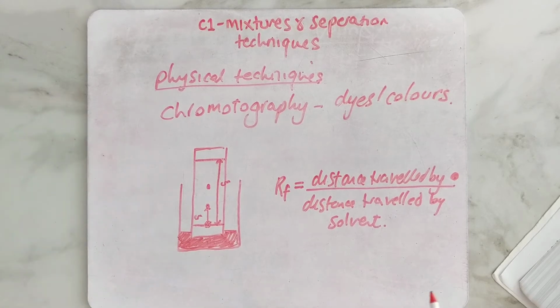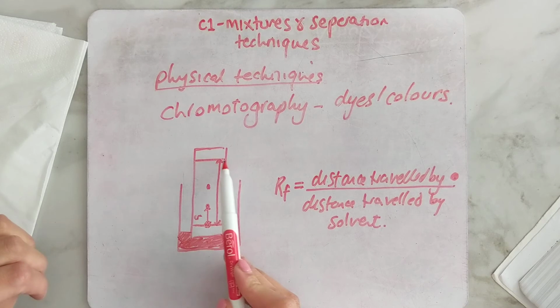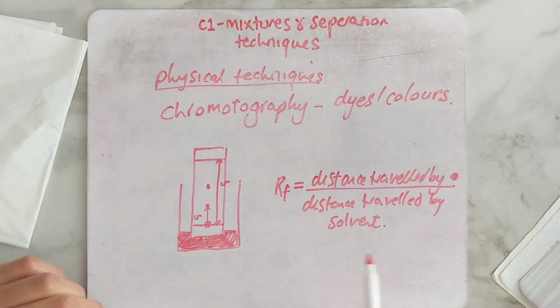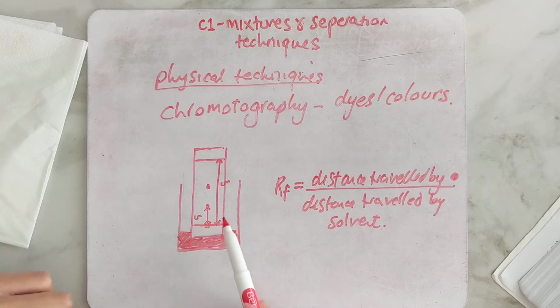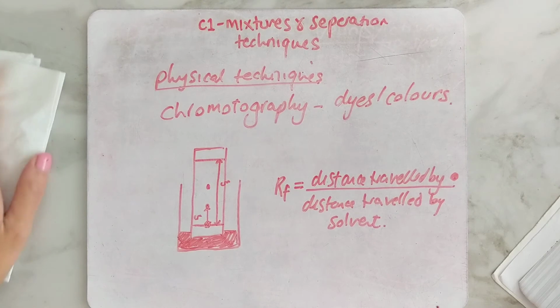Okay, so it's really important that you use pencil here when you're drawing on your lines, because if you use ink or if you use pen, that will separate out as well, and that will ruin your whole experiment. So it's very, very important you use pencil, which doesn't separate out as the solvent is being carried up.